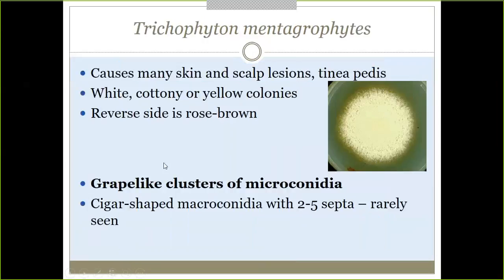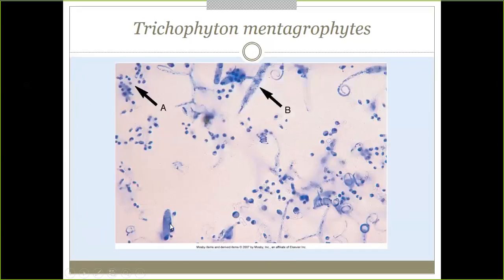All right, Trichophyton mentagrophytes causes more scalp lesions, tinea pedis for feet. So white, cottony, or yellow on the surface. You can see that here. The reverse side is more of a rose brown. The key with this one is grape-like clusters of microconidia, and then it also has cigar-shaped macroconidia. So letter A is showing you the grape-like clusters.